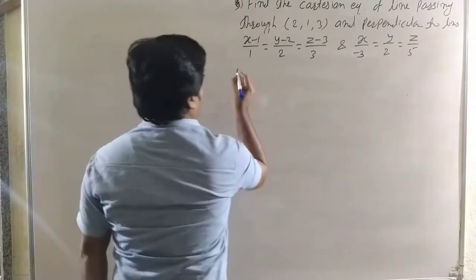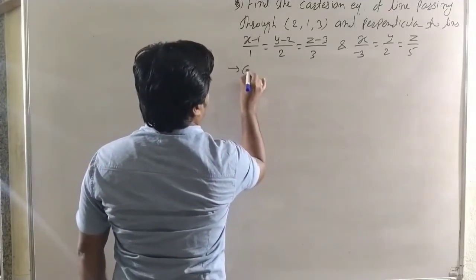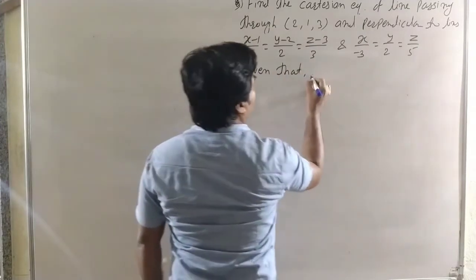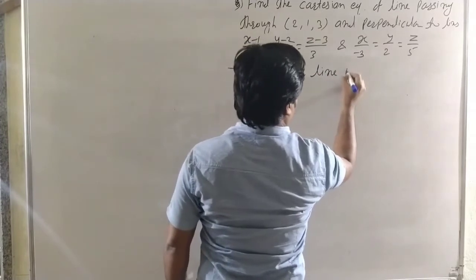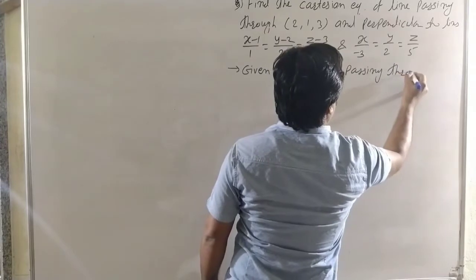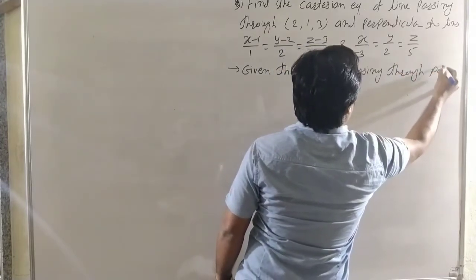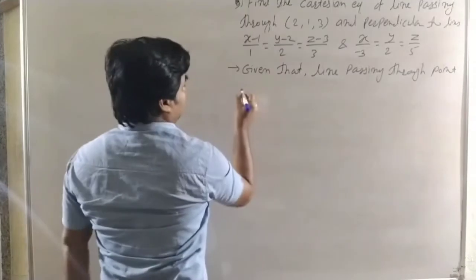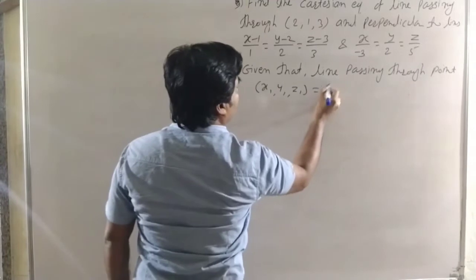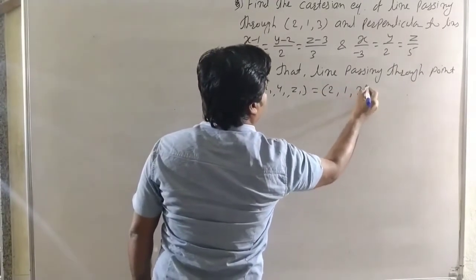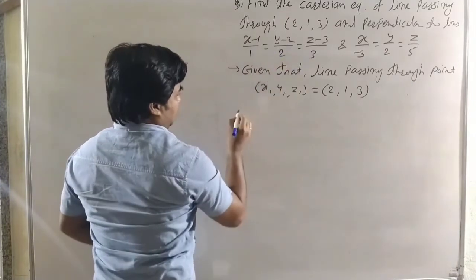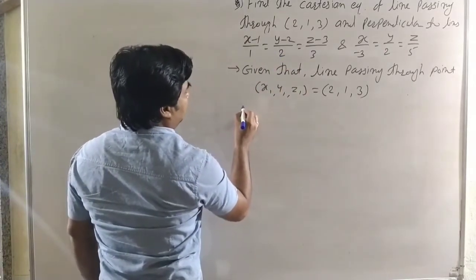See carefully. Given that the line passes through the point x1, y1 and z1, which is 2, 1 and 3, and the required line is perpendicular to these given lines.